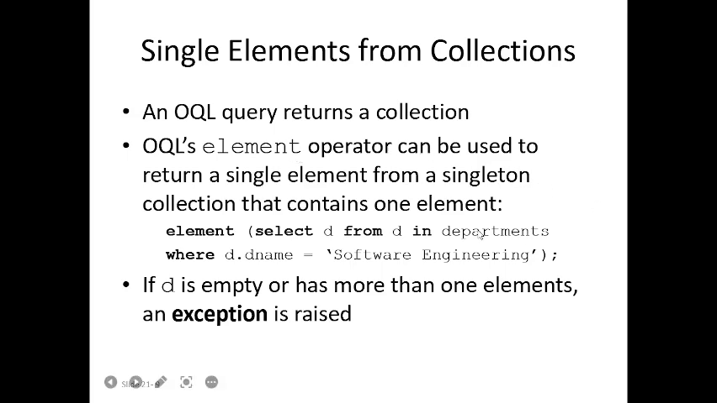For example, this query: element select D from D in departments where D.name is equal to software engineering. Since a department name is unique across all departments, the result should be one department. The type of the result is Department. So this returns a single object reference to the software engineering department.